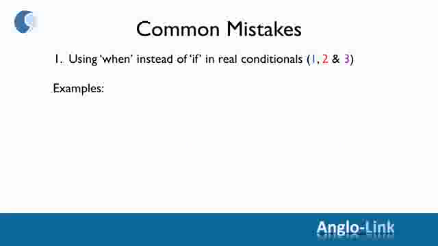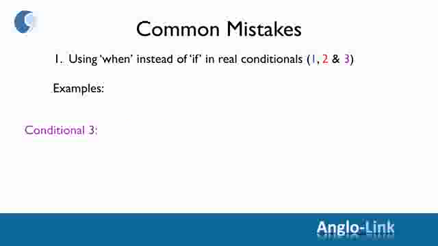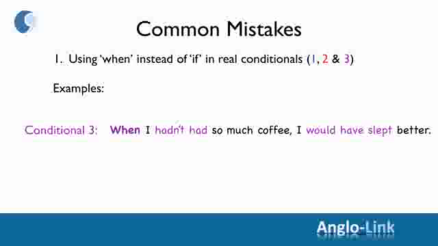Let's look at an example with conditional 2. When it were a little warmer, I would go for a swim. You cannot use when in a sentence like this. It has to be if. If it were a little warmer, I would go for a swim. Let's look at an example in conditional 3. When I hadn't had so much coffee, I would have slept better. Once again, you cannot use when in a conditional like this. Conditional 3. It has to be if. If I hadn't had so much coffee, I would have slept better.